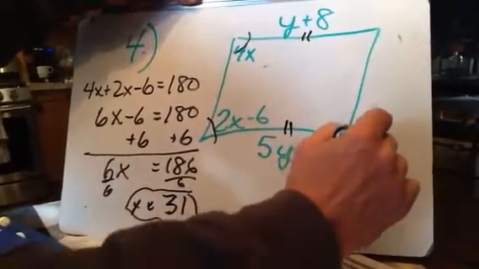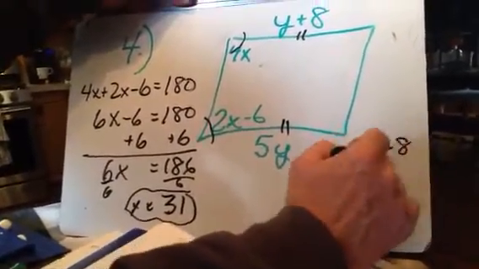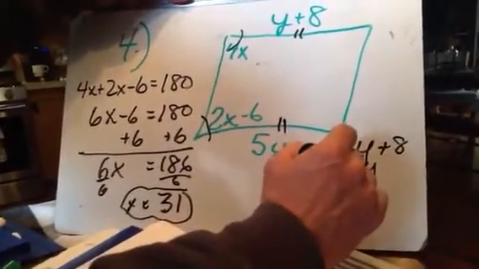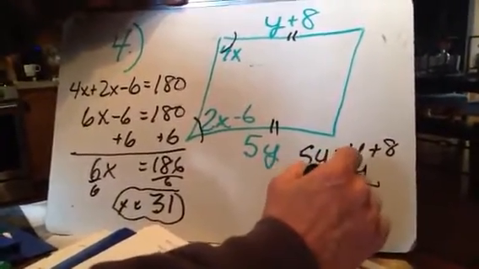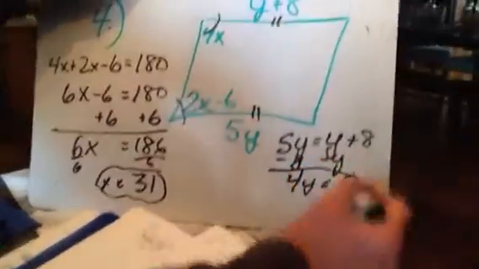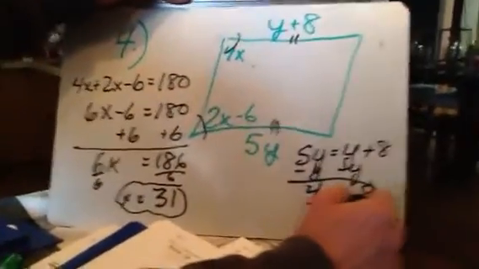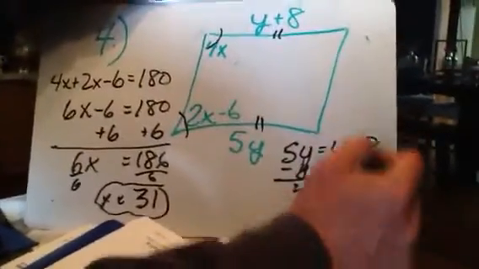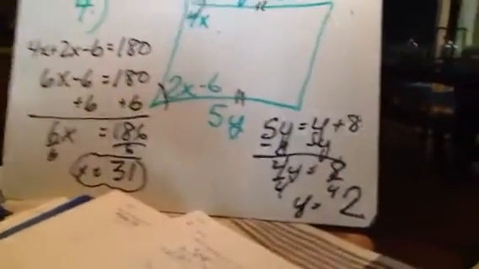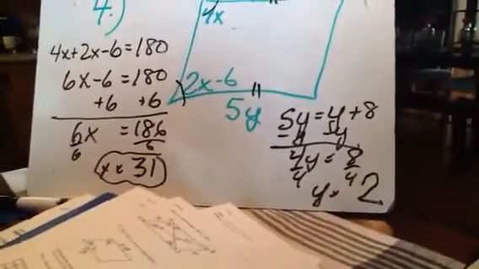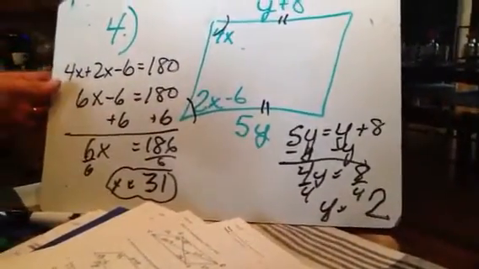Okay, the next one for y's: opposite sides of a parallelogram. 5y equals y plus 8. Subtract y. 4y equals 8. 8 divided by 4, y equals 2. Sam, how messy is that? It's pretty messy, but y equals 2. 8 divided by 4 is 2. That's not anything too tough.